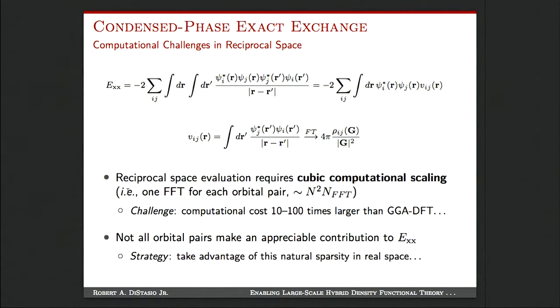So that's great. I'm going to show you a completely different alternative approach that's complementary in many regards to their approach. So what we do is, instead of really trying to deal with that in a proper parallel fashion, we sidestep it completely because we can take advantage of the fact that not all orbital pairs actually make an appreciable contribution to the exact exchange. So we take advantage of this natural sparsity and we do everything in real space.